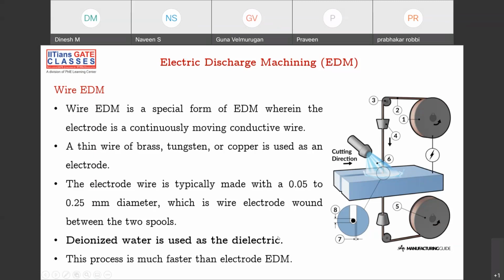Deionized water is used as the dielectric, and this process is much faster than normal EDM. You see, the gap is generated here, and only in this gap are the sparks generated. It will keep on moving like this.